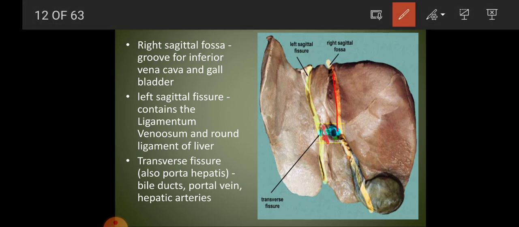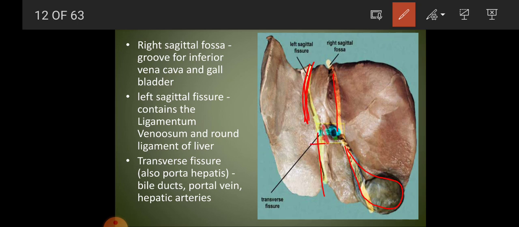This is the groove for the inferior vena cava, and this is the fossa for the gallbladder. This is on the right side, so this forms the right sagittal fossa. Then on the left side there is the left sagittal fissure, which contains the ligamentum venosum and the round ligament of liver. That is, the ligamentum venosum lies over here, and in this fissure we have the round ligament of liver.